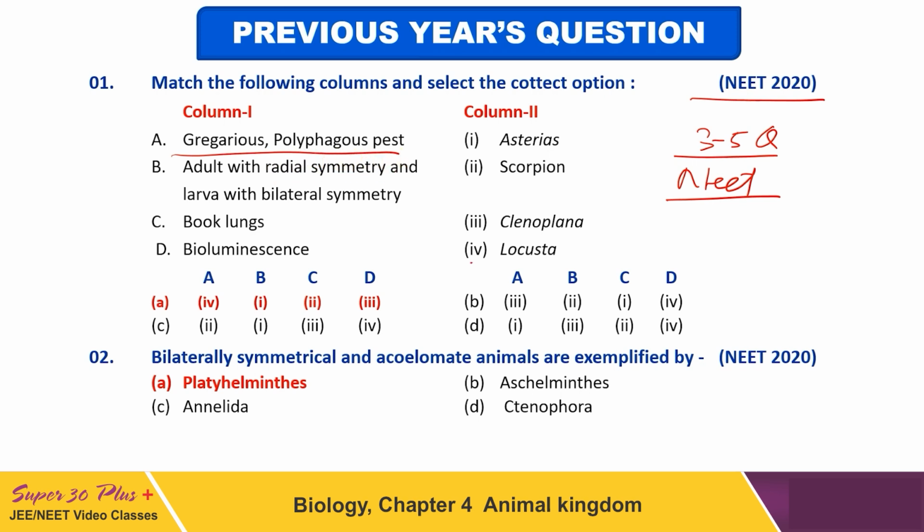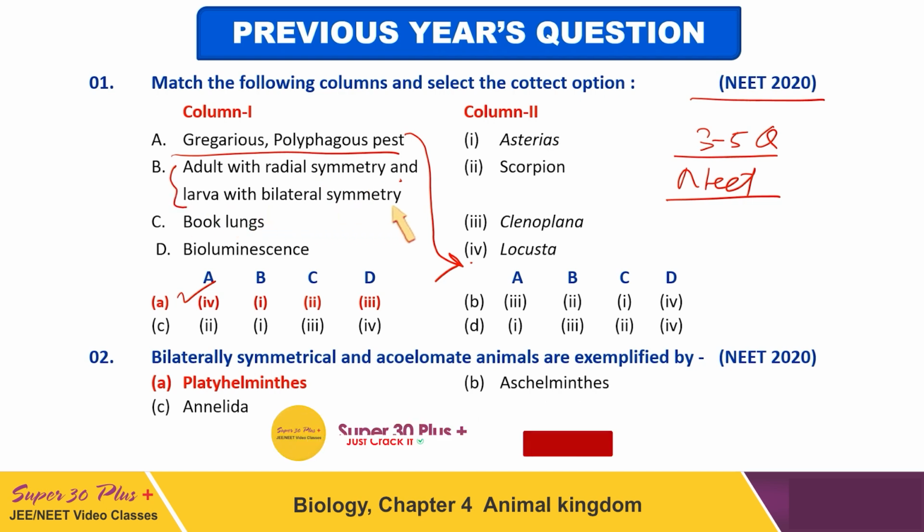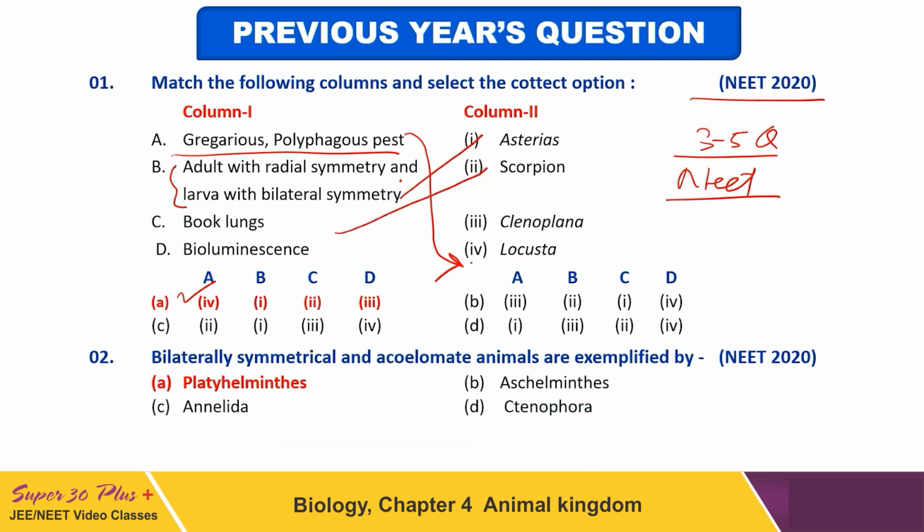Yes, this is, that is, they are found in group. They do not help and these are really detrimental to the crop. A, that will be fourth one. Right answer. Adult with radial symmetry. Larva with bilateral. I told you right now, echinoderms, where we have, this is echinoderms, second. First. Book lungs. Book lungs are found in scorpion, that is scorpion.